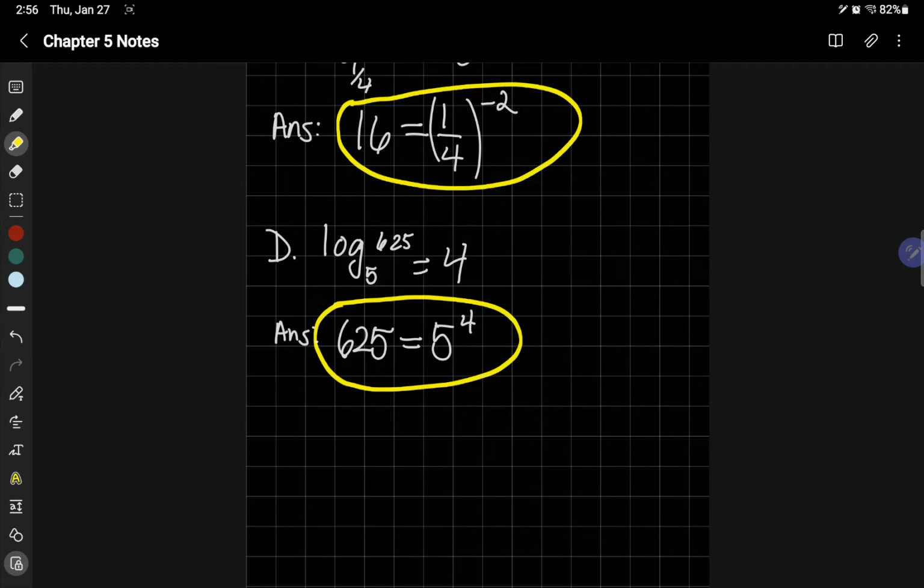This is your base. I'm going to do this all over so you guys can understand. Always know this little guy is going to be a big guy. So he's going to be your base. And 625 is going to be your x. And 4 is going to be your y. So this is your base, this is your y, and this is your x. And that's your answer.